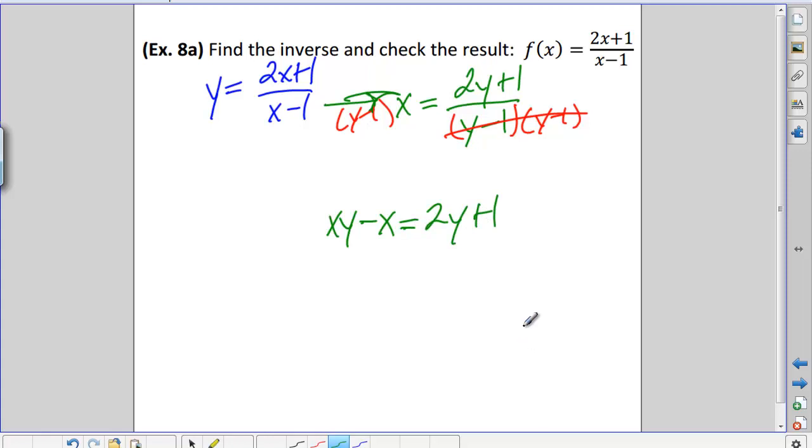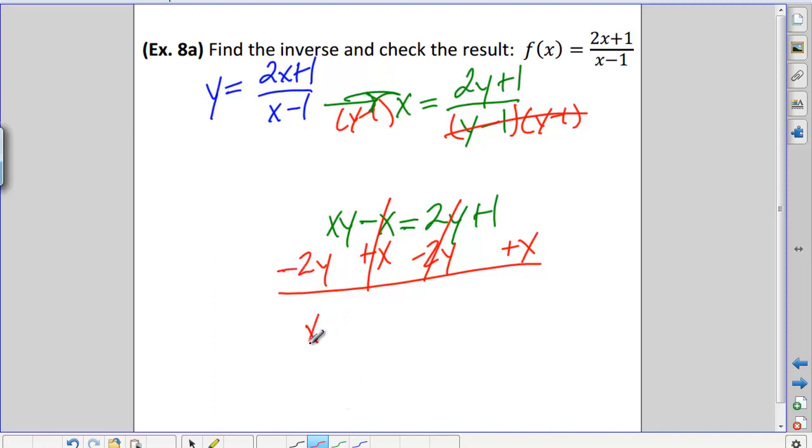But notice I've still got x's and y's kind of scattered around. So the next thing I need to do is at least get all the y terms together on one side. Let's put the y terms on the left side. So we're going to get rid of those. The left side is now xy minus 2y. The right side, let's call that x plus 1.